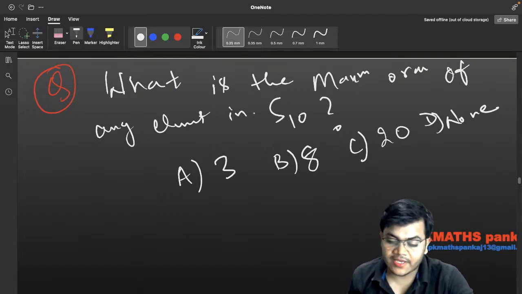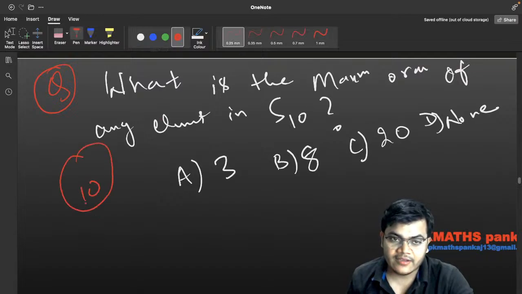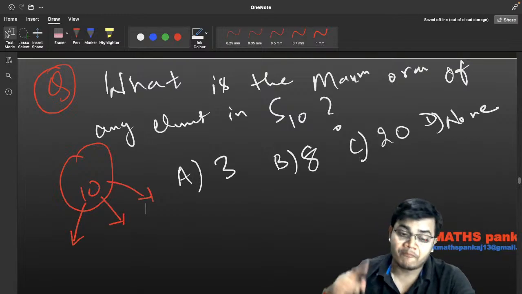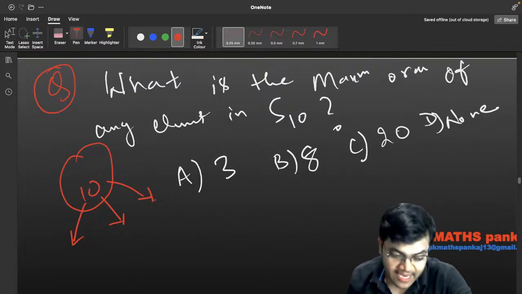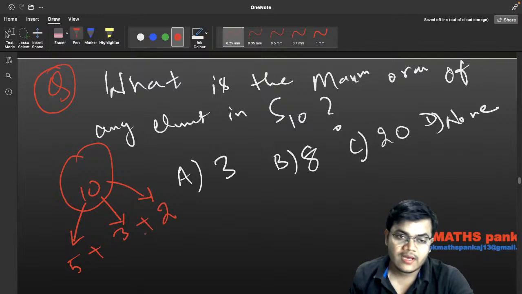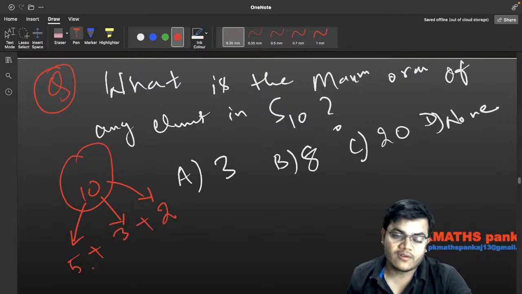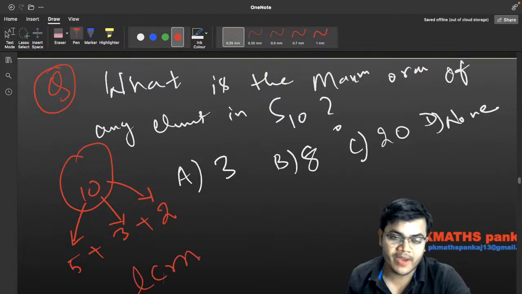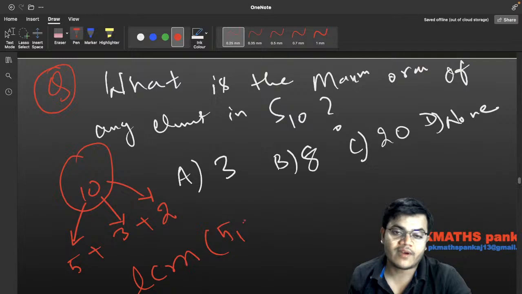Actually, I would like to say there is a very good partition of 10. Okay. And certainly we have to find the partition so that the LCM will be maximum. Yes, Ashish ji, yes, 5 plus 3 plus 2. And for this partition 5, 3, 2, we will have the maximum LCM of 5, 3, 2, which is 30.